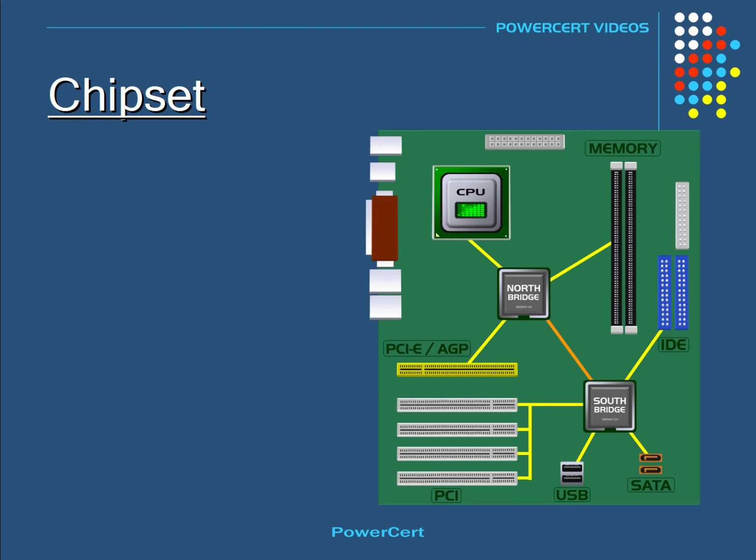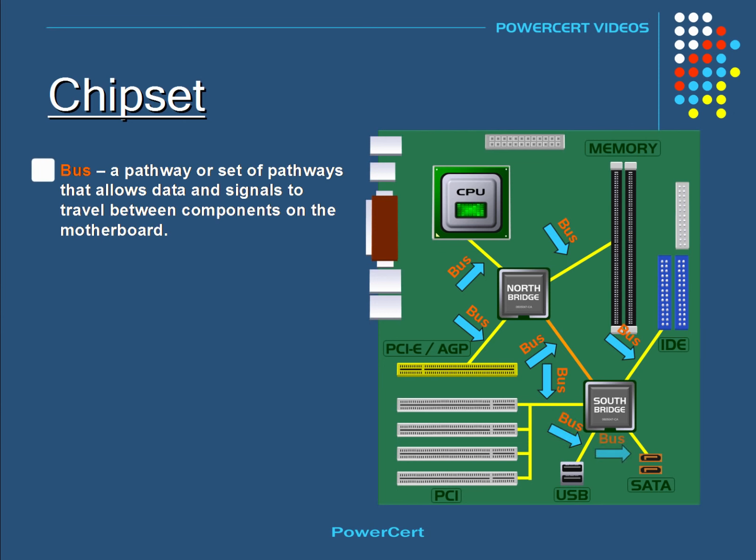Now both the North and South Bridge make these connections to various parts of the motherboard using pathways called a bus. A bus is simply a set of pathways that allows data and signals to travel between components on the motherboard. The motherboard contains several kinds of buses that vary in speed and bandwidth.